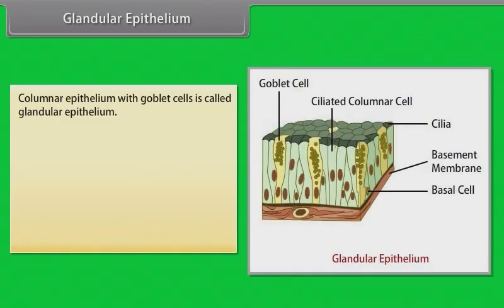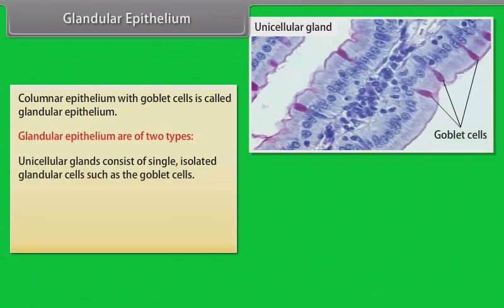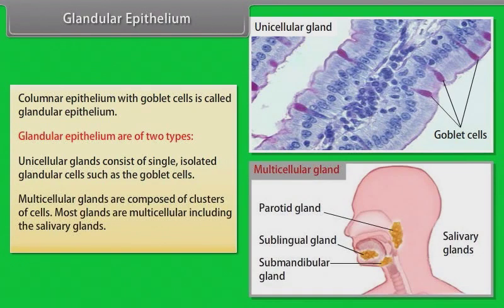Glandular epithelium. Columnar epithelium with goblet cells is called glandular epithelium. Glandular epithelium are of 2 types. Unicellular glands consist of single isolated glandular cells such as goblet cells. Multicellular glands are composed of clusters of cells. Most glands are multicellular, including the salivary glands.